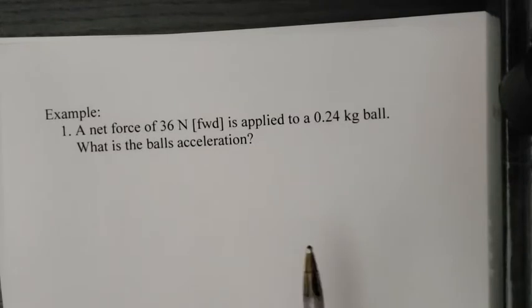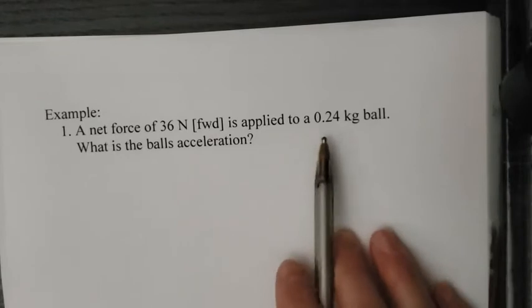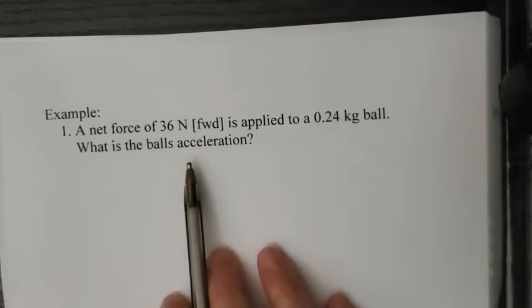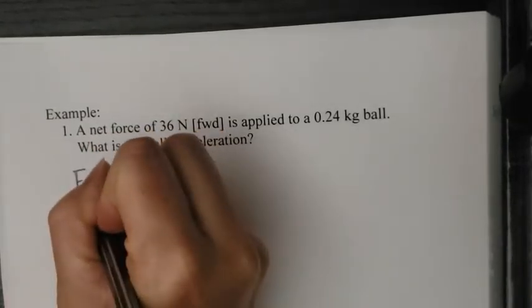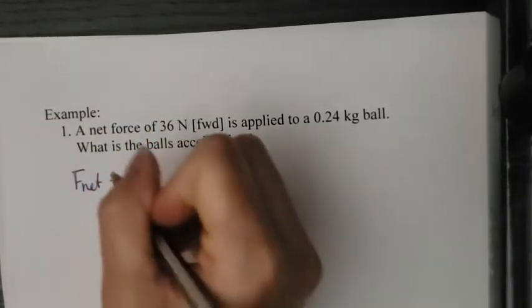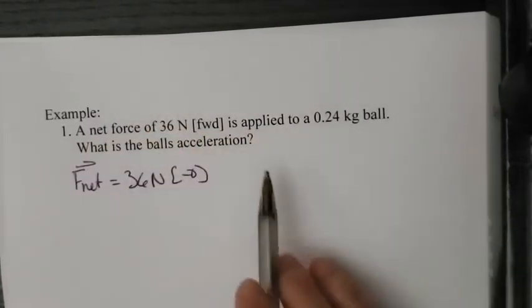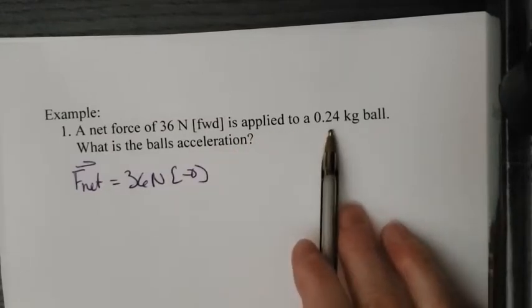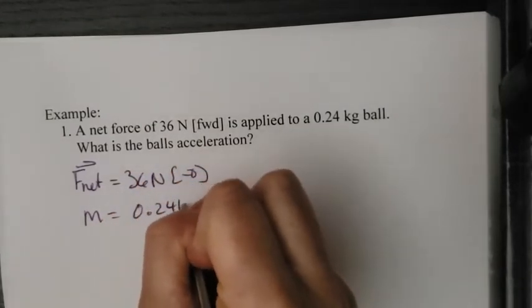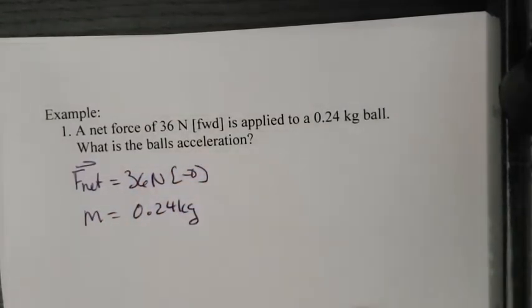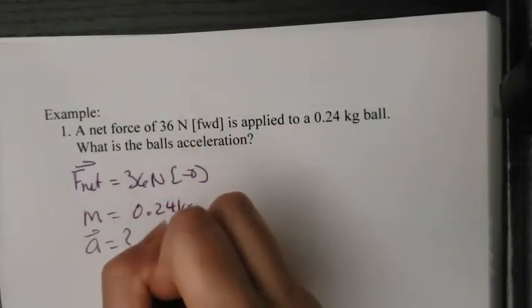So here's my example. It says a net force of 36 newtons forward is applied to a 0.24 kilogram ball. What is the ball's acceleration? So as always, you start by writing down our given information. F net is equal to 36 newtons forward. Draw a little arrow in. And the mass of the ball is 0.24 kilograms. And we're looking for the ball's acceleration. We're looking for a, question mark.